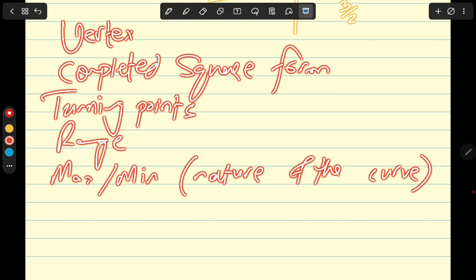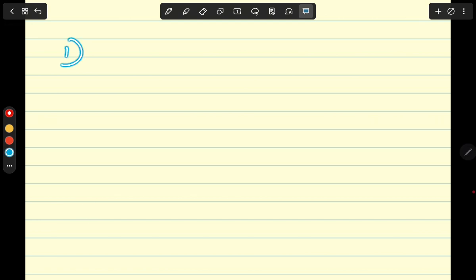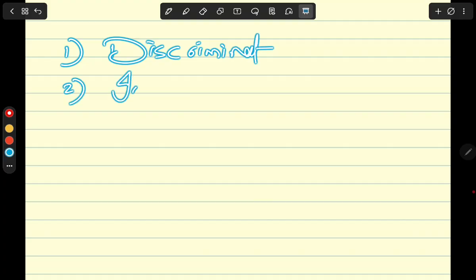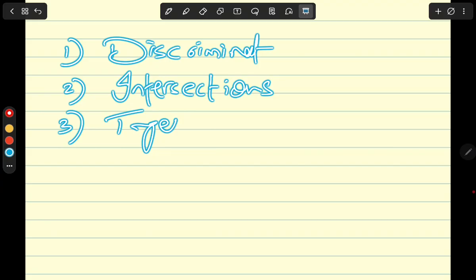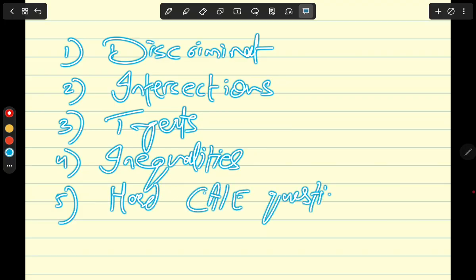Now in the next lecture, I am going to cover the following: what the discriminant is, which we will derive from the quadratic formula. How do we find the intersections between a line and a curve, or two curves? How do we find the tangents to this quadratic? How do you deal with inequalities involving quadratics? And we are going to do some hard Cambridge style questions from past papers. Okay, so that's for the next lecture.